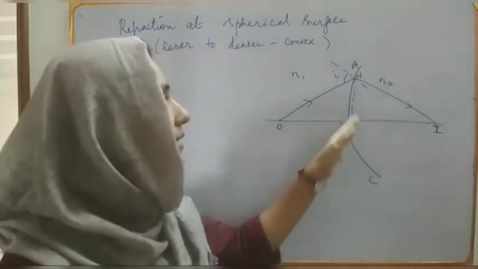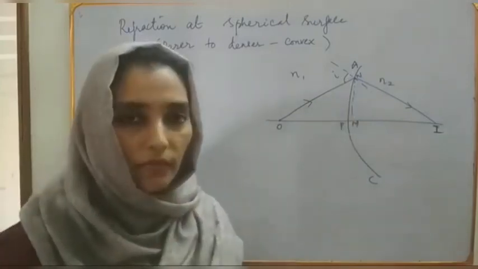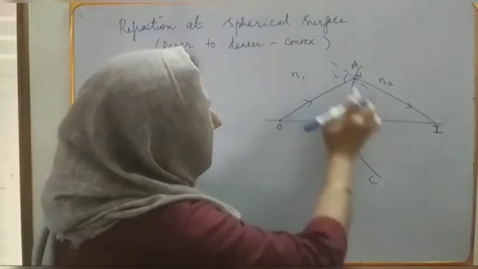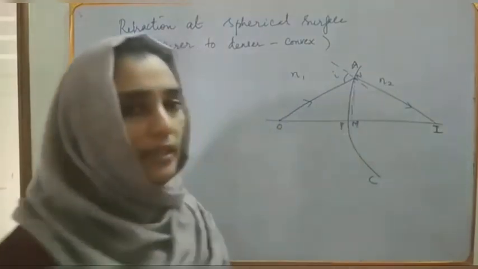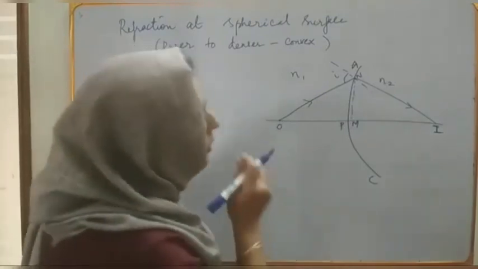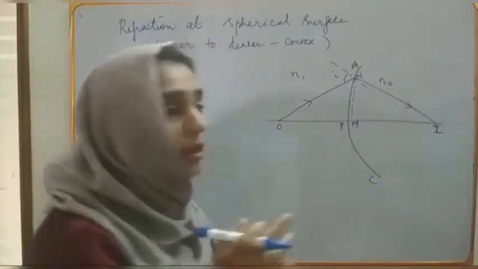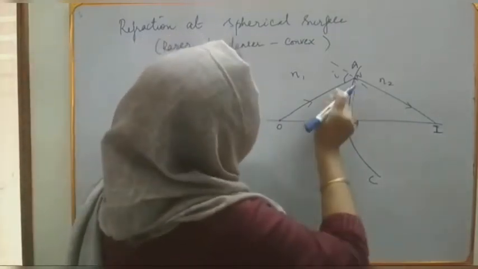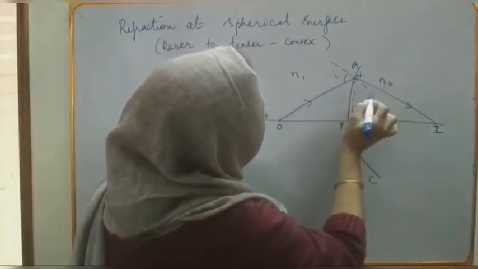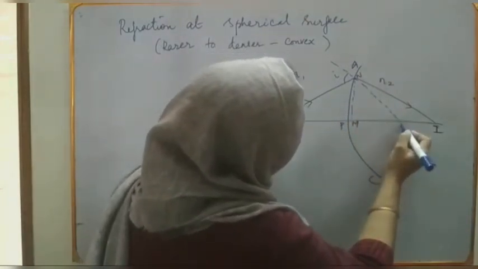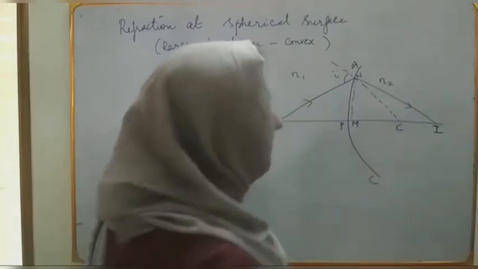So it can be considered as NP equal to NM itself, because we have to consider perpendiculars in order to consider these as right angle triangles, and you can apply the conditions of trigonometry there. Now I am going to mark some angles here. Before that, this line is the normal. We know that the normal will always pass through the center of curvature. So let us mark this as C.